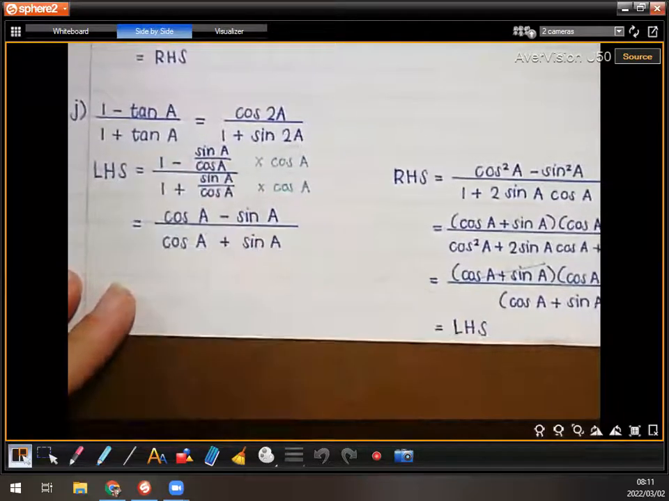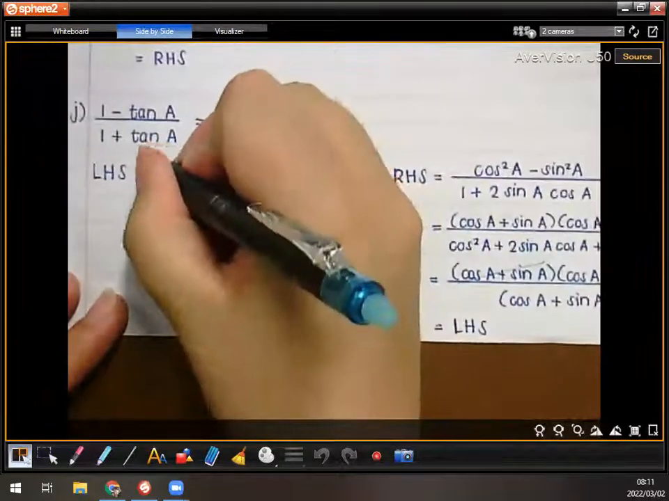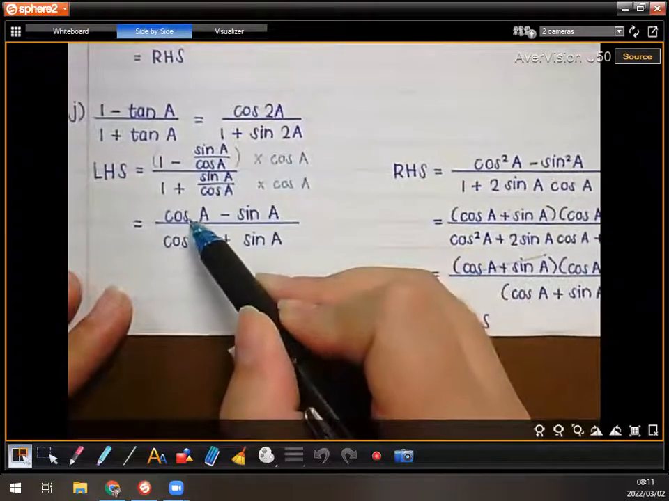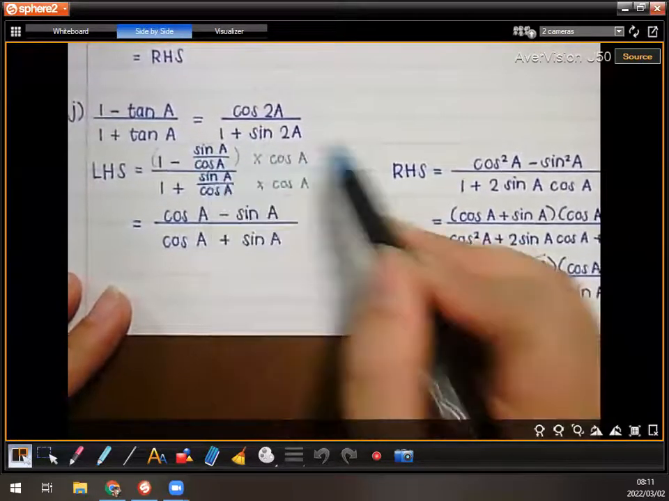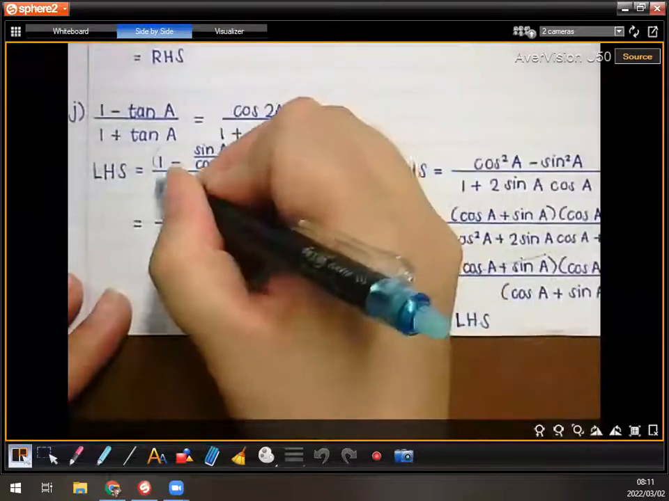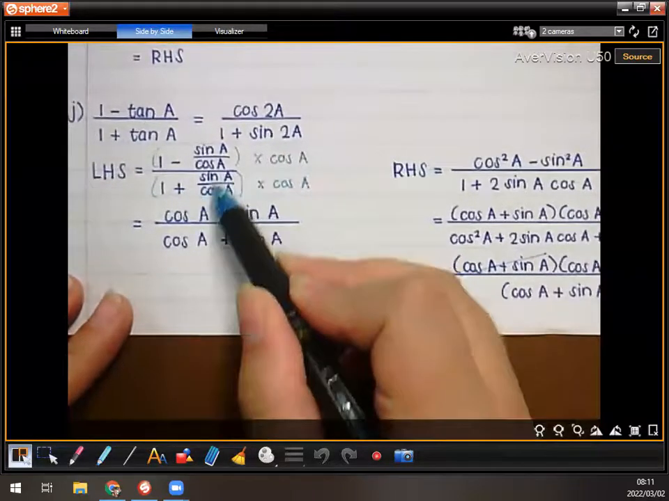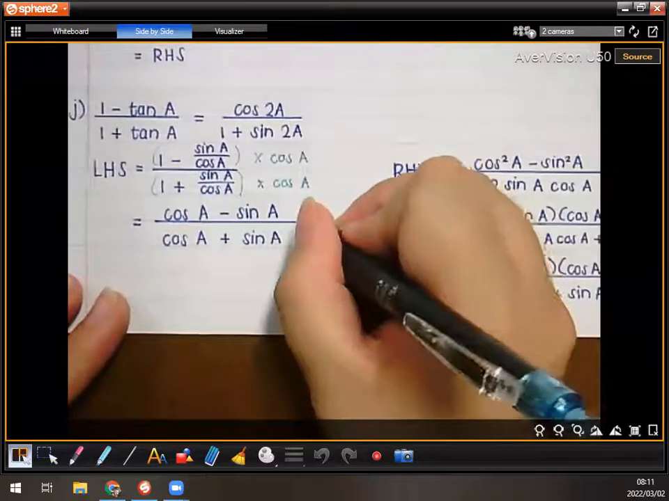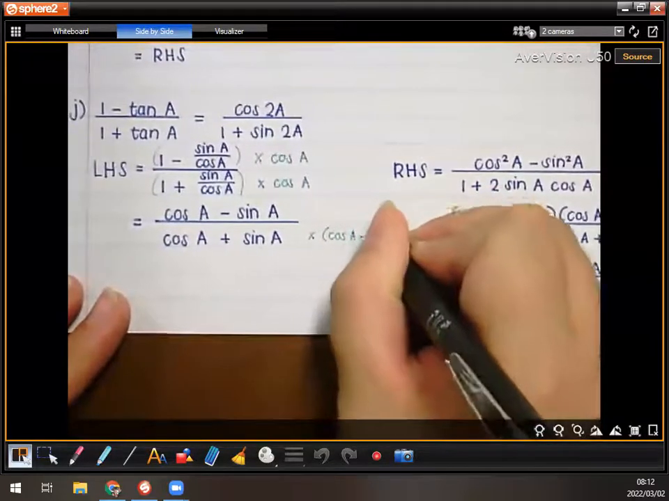Now remember, because there are two terms here, you need to multiply both of those terms by cos, right? So you're going to say 1 times cos is cos, and then minus this whole thing times cos. The cos is going to cancel out, so you'll be left with minus sine. At the bottom, the same thing: 1 times cos again is cos A, and then plus sine over cos times cos is just sine. So then from here, you could have multiplied the top and the bottom by cos A minus sine A.